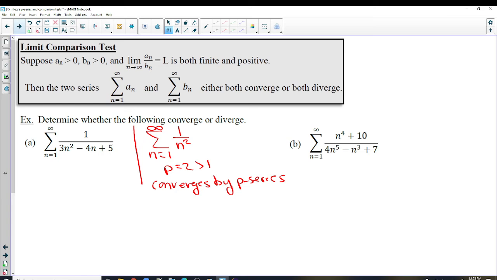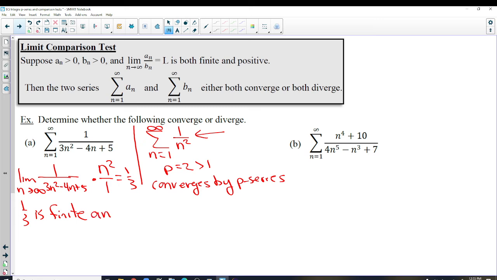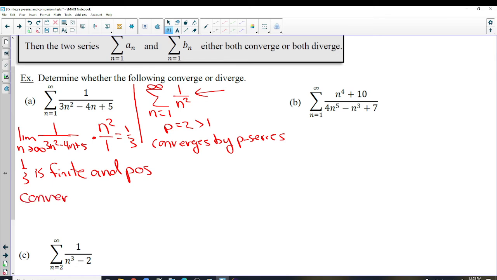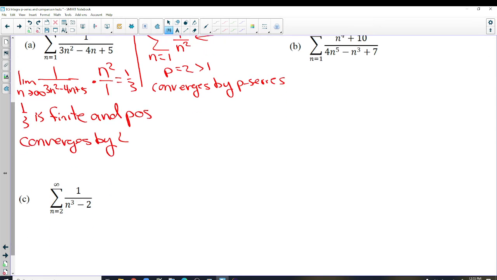Now we go back over here and we say, well, let's take the limit as n approaches infinity of 1 over 3n squared minus 4n plus 5. And we'll divide, except we'll multiply by the reciprocal. So we'll divide by 1 over n squared, but instead of divide, we'll multiply by n squared over 1. Well, the limit of this is 1/3. This is equal to 1/3. And we say 1/3 is finite. It's not infinite, it's finite, and it's positive. And if it's finite and positive, then we can say that this series converges by what's called the limit comparison test, LCT.